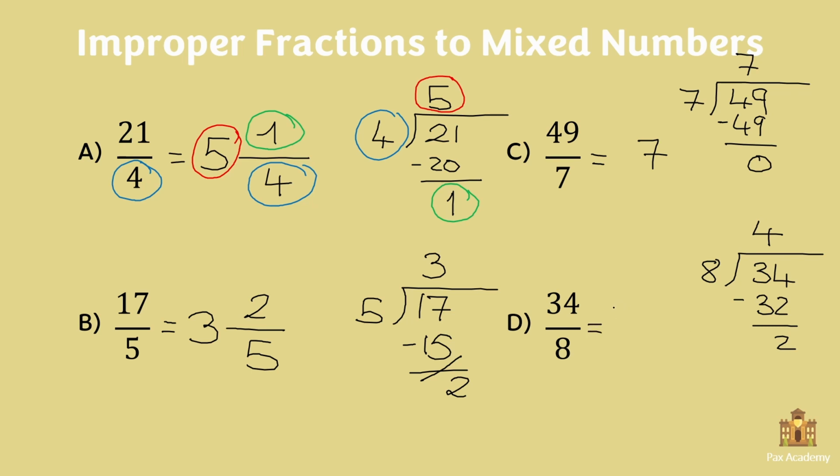Therefore, we can rewrite this improper fraction as 4. And then the numerator is the remainder, remember? So 2 on top, and then the same denominator again. Very good.